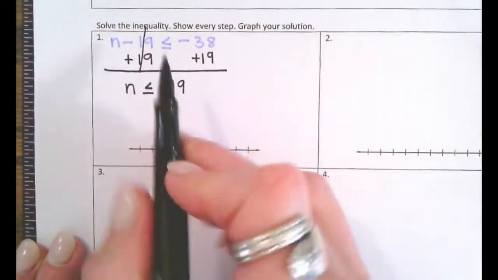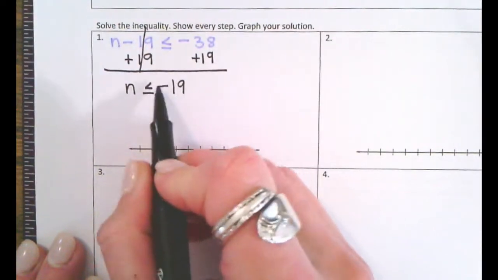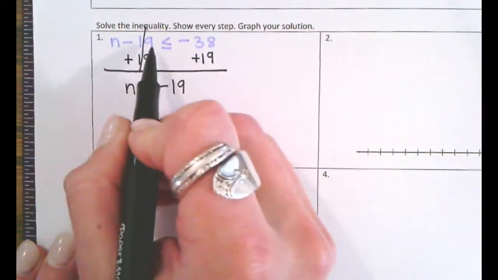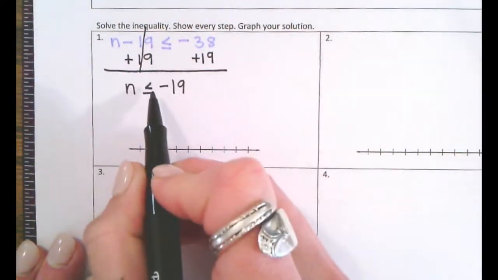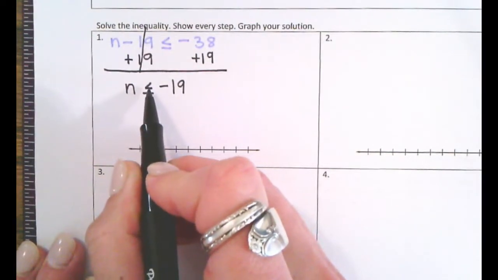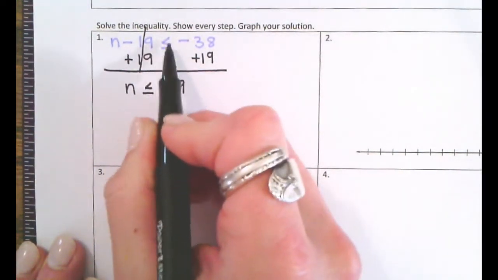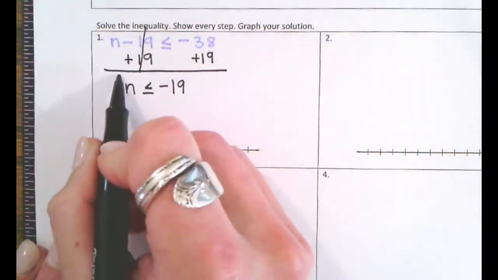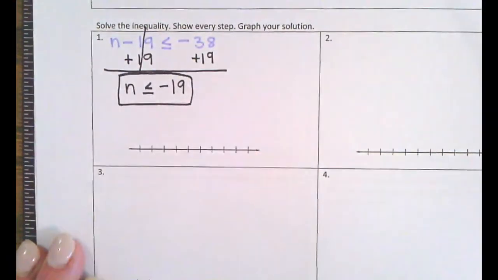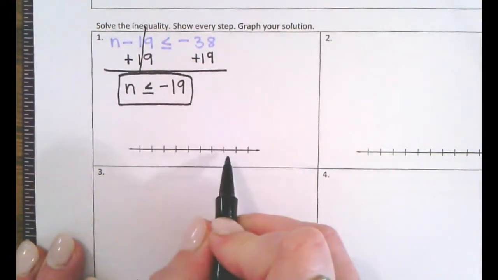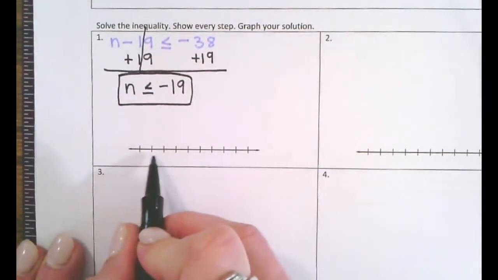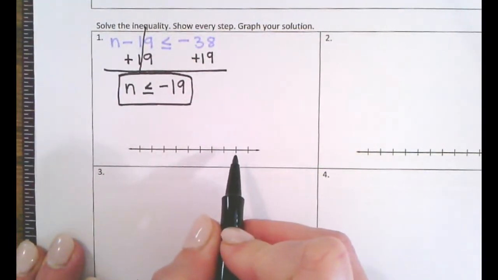Now this means I can plug in negative 19 and this inequality will hold true, or I can plug in any other number less than negative 19 and this inequality will still hold true. This is my solution. When we graph these on a number line, I want you to put at least 3 numbers on your number line.